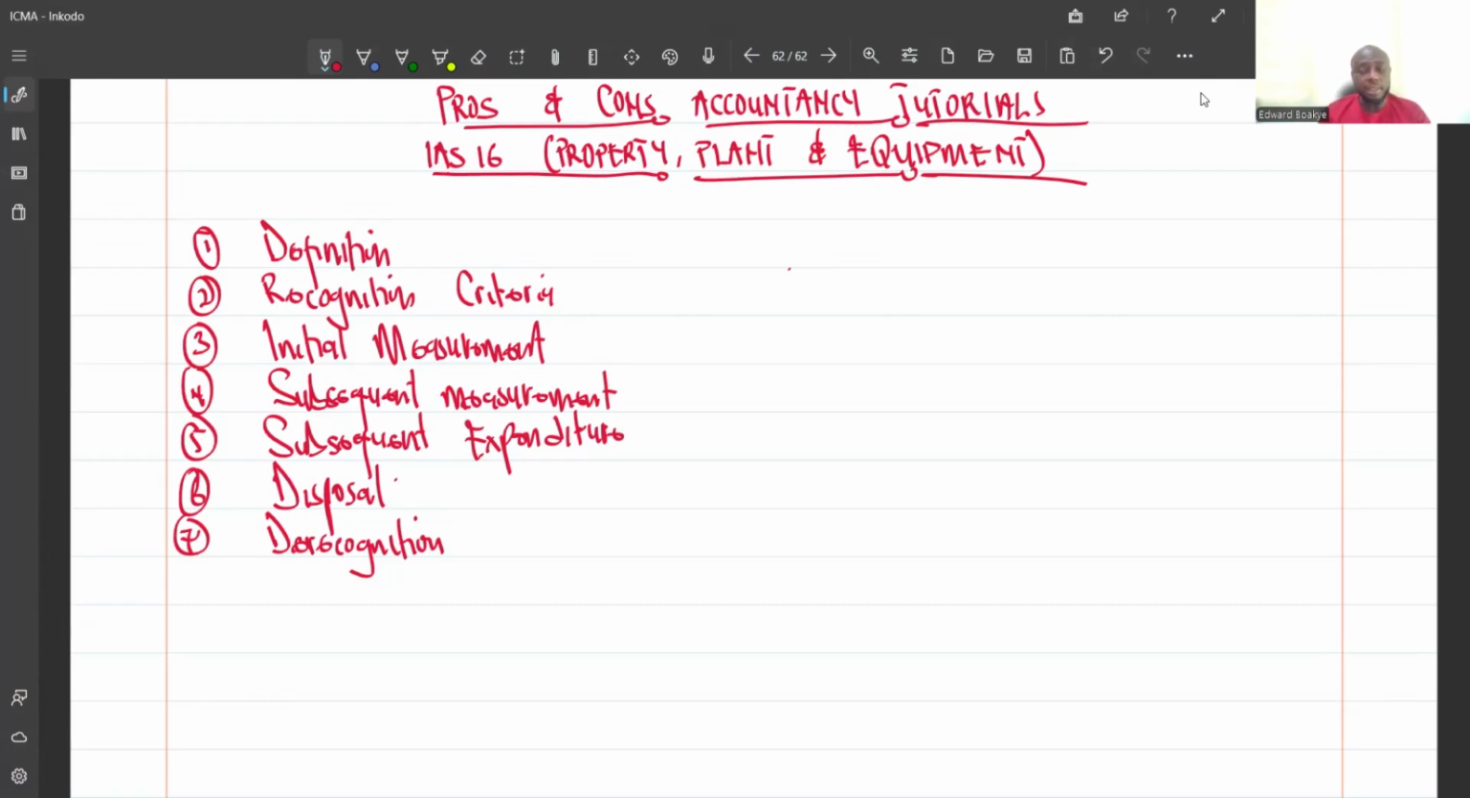So a tangible asset that we are holding and controlling for more than one accounting year, which may be used for production of goods and services, for administrative purpose, or rental to others. It shouldn't be an asset that is with you and just sitting idle. No, it's not something that you are going to abandon. It should be in use. So basically, that is the definition for IAS 16, property, plant, and equipment.